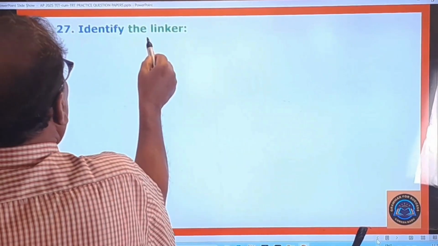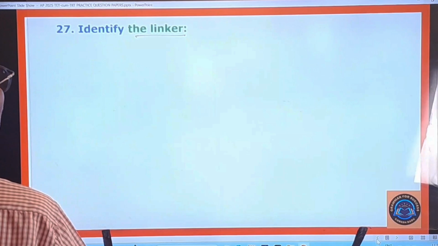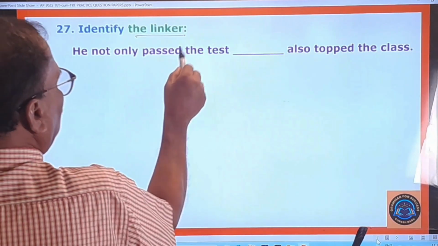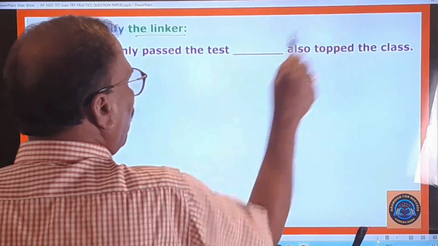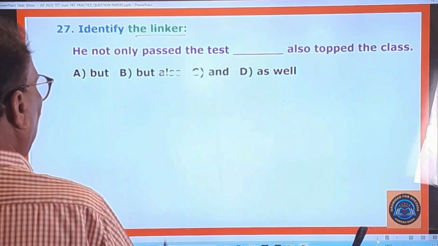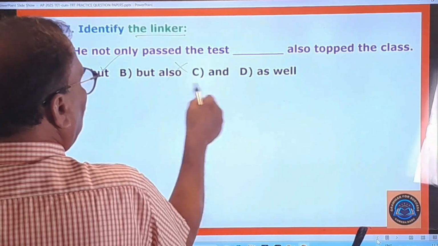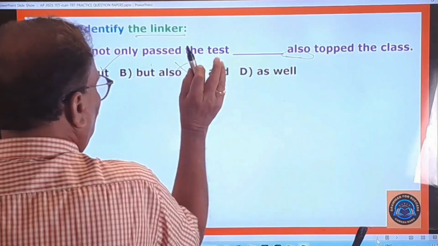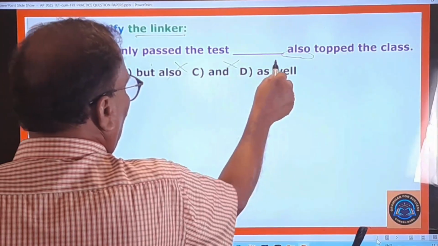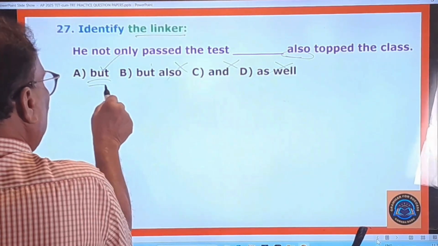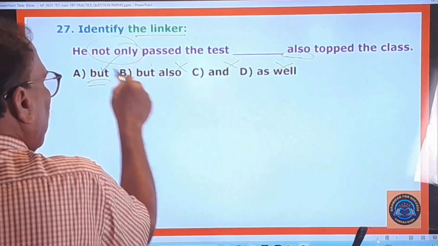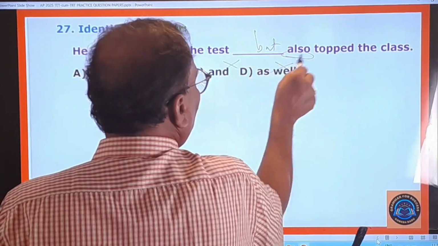27th question. Identify the linker. What linker is there? He not only passed the test, dash also topped the class. What should be used there? But, the very first one is the right one. But also, no. Already also is here. Therefore, but also is not acceptable here. And as well as, all these are wrong. Only but is there. He not only is always followed by but also.